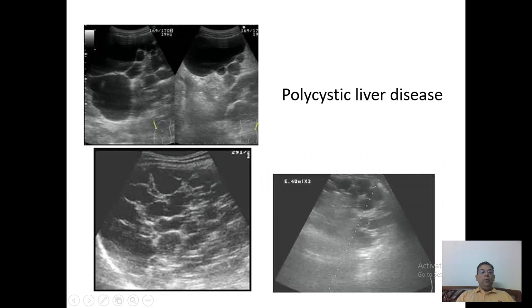And we know polycystic liver condition, it's a congenital condition. Some people are born with it, with having polycystic liver or renal, and these patients subsequently end up having hepatic failure and would require hepatic transplants.